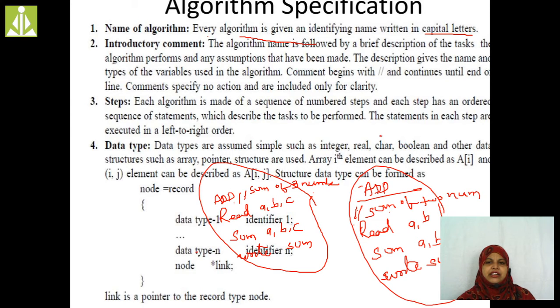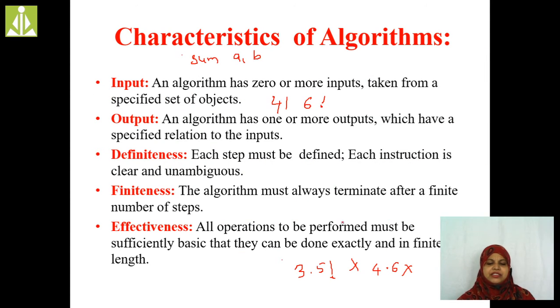This is the second algorithm specification. First one is the name of the algorithm, second one is the introductory comment, third one is the steps. Every algorithm has a finite number of steps. Each algorithm is made of a sequence of numbered steps, right? This is already a basic property of the algorithm. In the previous example, finiteness: the algorithm must always terminate after a finite number of steps.